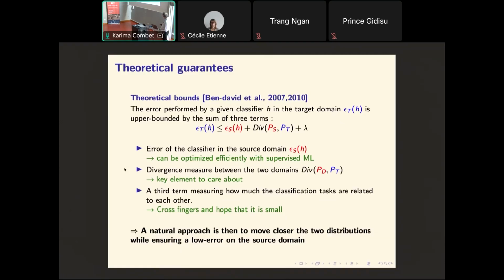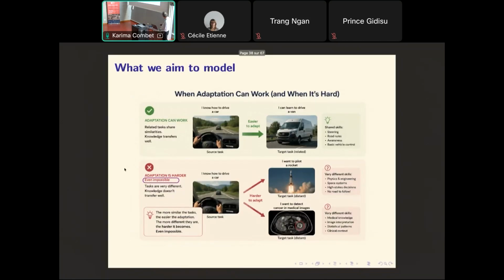And the third term measures the relatedness between two tasks, and you cannot really act on this term. Basically, this term tries to model the fact that if you have two tasks that are related, like you know how to drive a car, then you can drive a van. But if you know how to drive a car, you may not expect to pilot a rocket or to do some vehicle image classification. Okay, that's not basic, but that's what we try to do here.